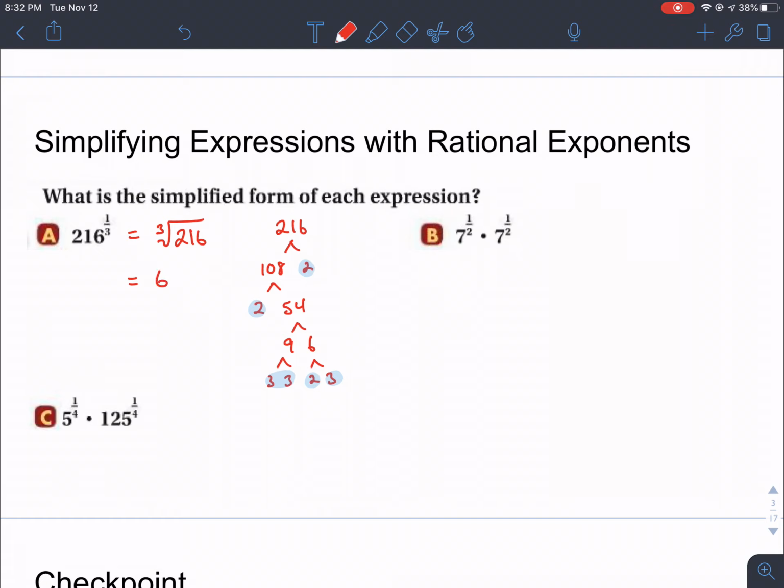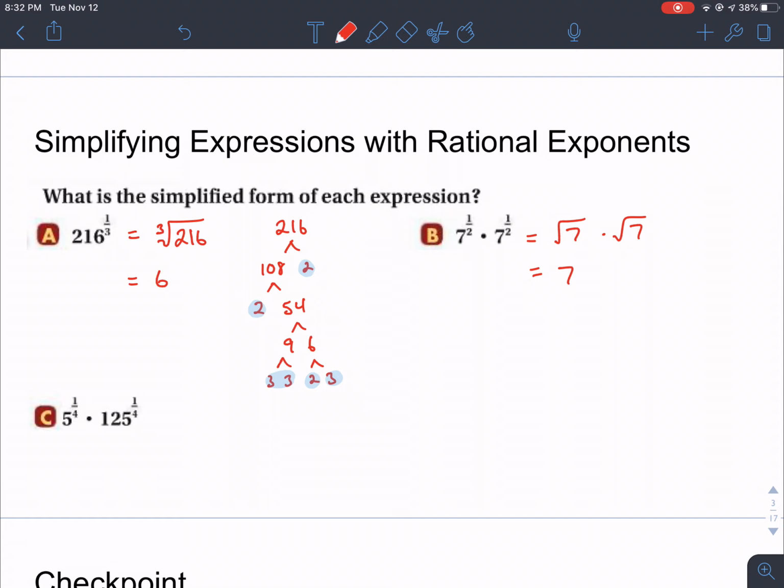For b, we have 7 to the 1/2 times 7 to the 1/2. Again, this is the same thing as the square root of 7 times the square root of 7. We know that the square root of 7 times the square root of 7 is just 7, and we get our answer there.